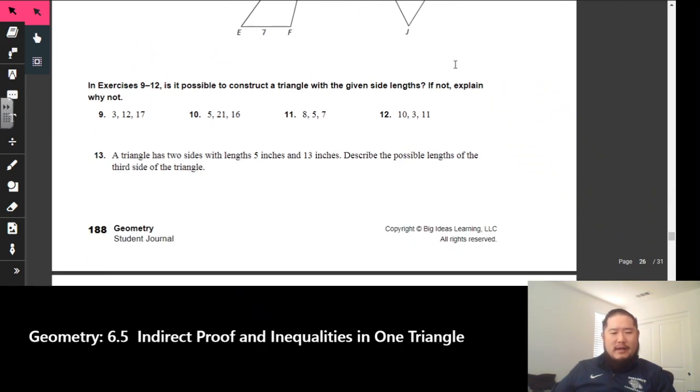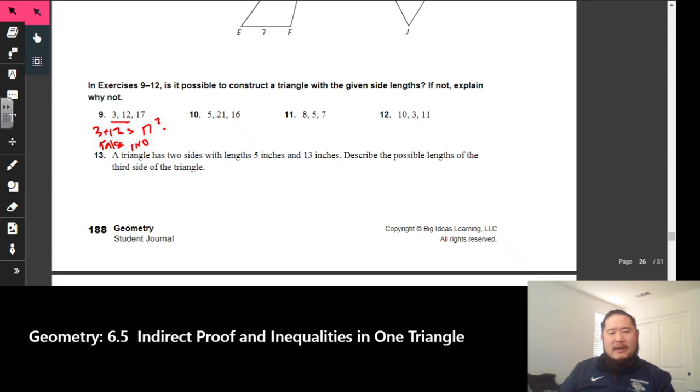All right, let's take a look at number 9. Is it possible to construct a triangle with the given side lengths? If not, explain why. Remember, the sum of two sides must be greater than the third. Well, how about right here? If I add up these two sides, 3 plus 12, is that greater than 17? No, that's false, because 15 is not greater than 17. False. So this right here is no.